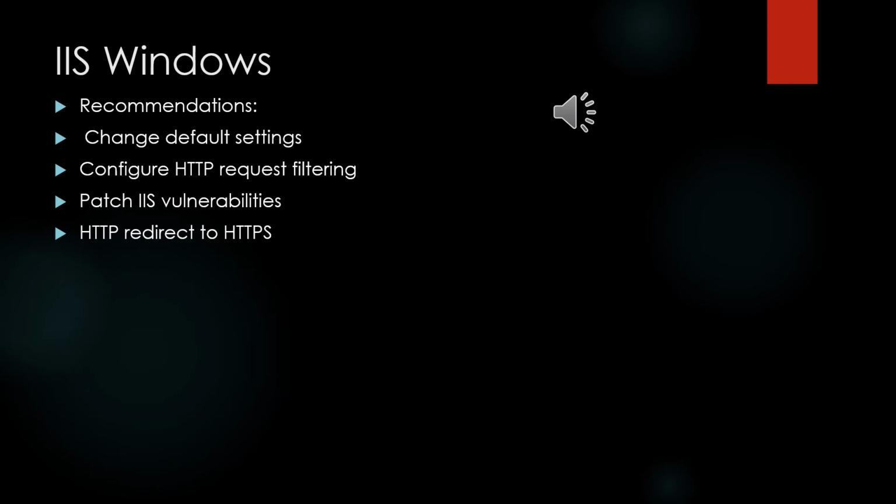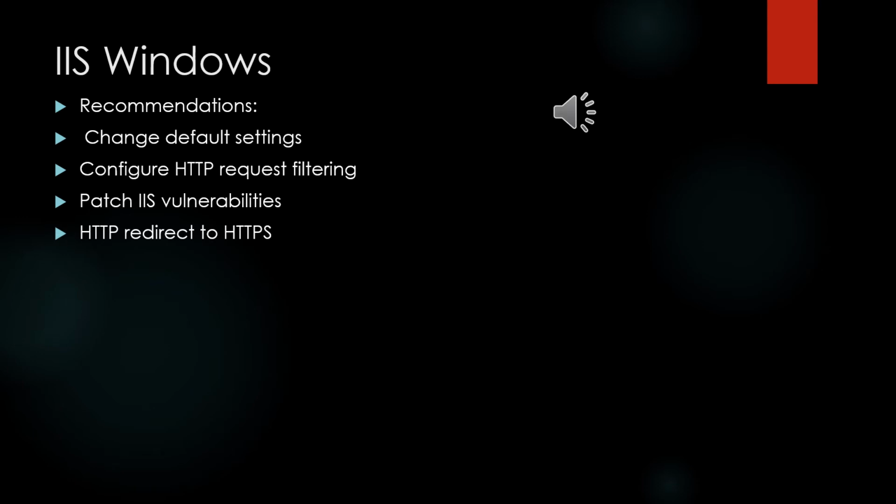IIS, or Internet Information Services, is an extendable web server that was created by Microsoft. This is to be used for web servers on the Windows Server 2019. This is really what you use for hosting websites, services, applications.